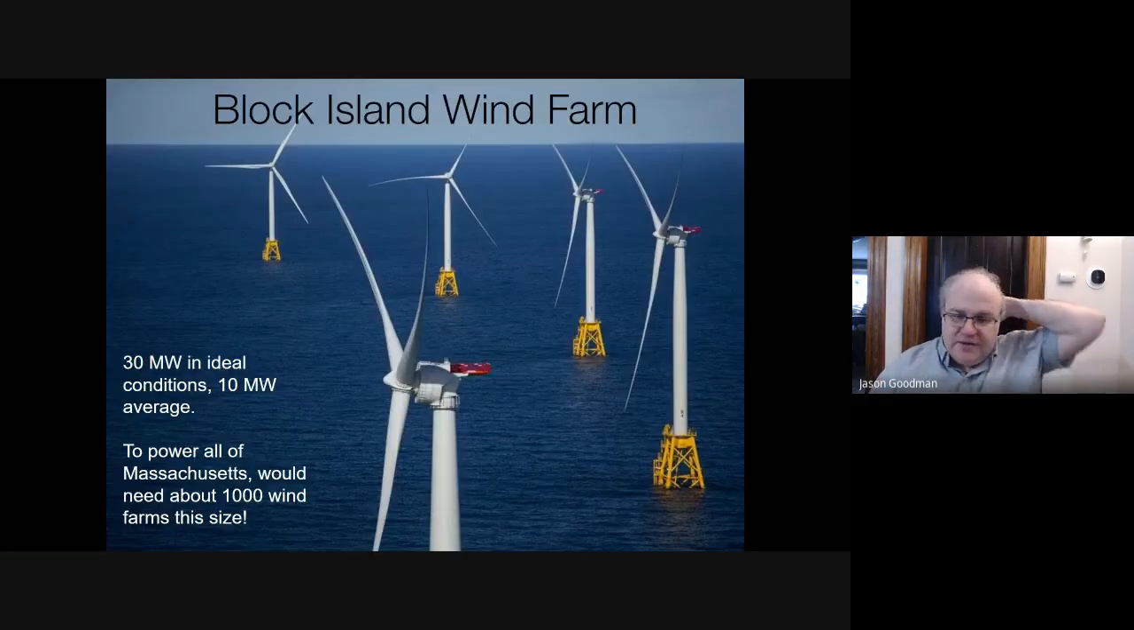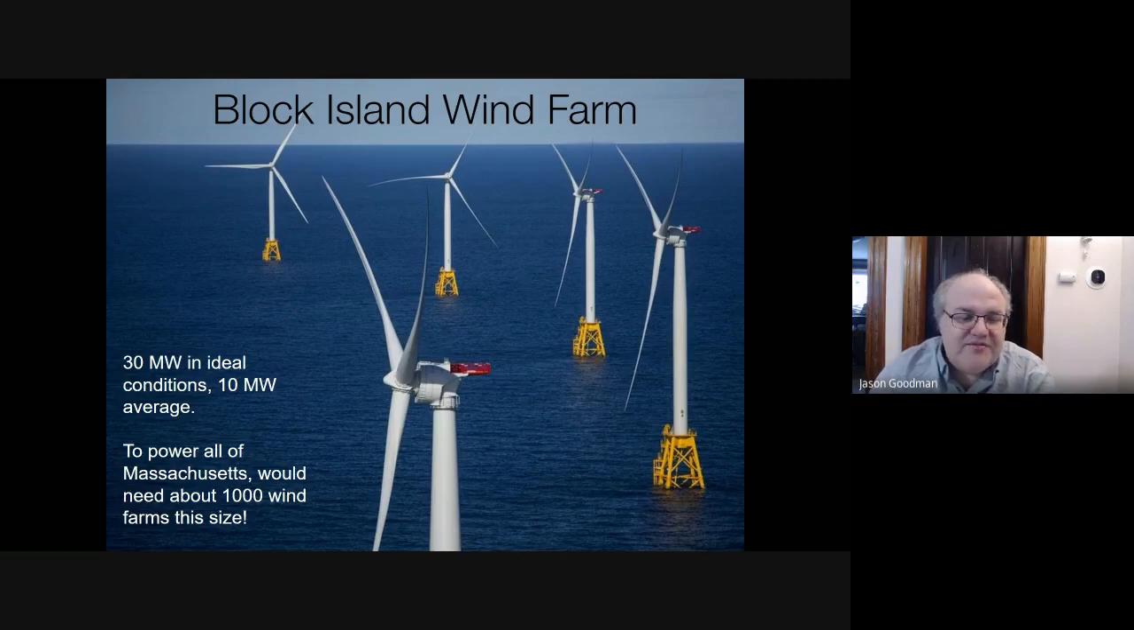All right, the biggest currently operating offshore wind farm in the New England area, and one of the only ones in the United States, is the Block Island Wind Farm, which I had the good fortune to visit last summer. We went out in a boat. It was awesome. But this picture is better than any of the pictures I took. It generates about 30 megawatts in ideal conditions and 10 megawatts on average. That'll power all of Block Island plus a bit.